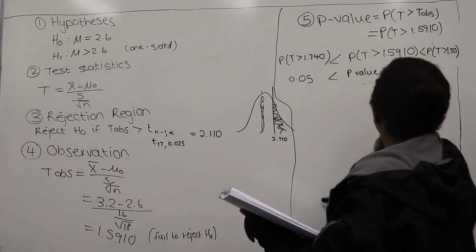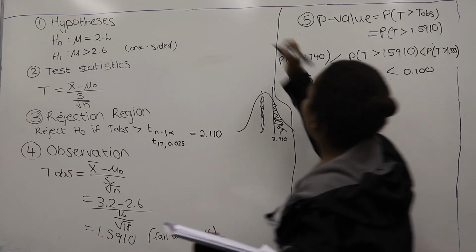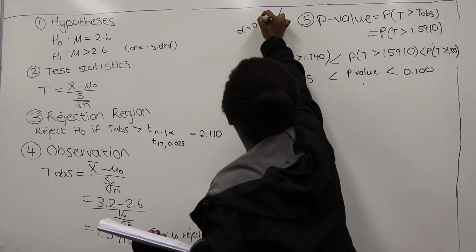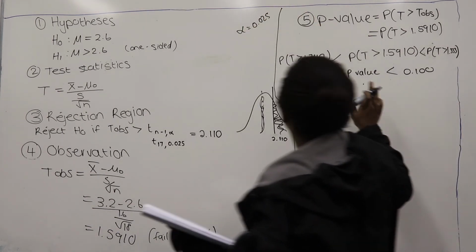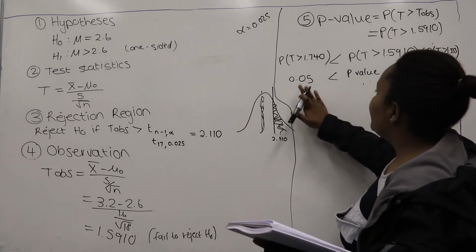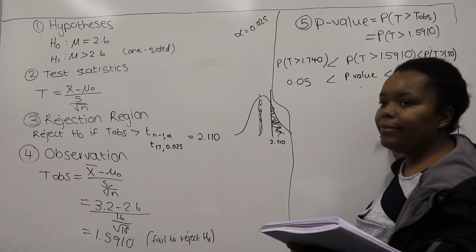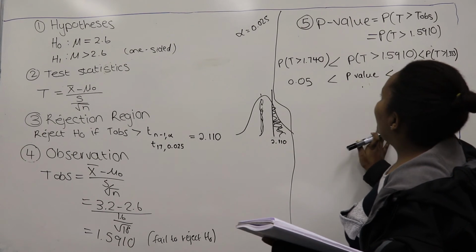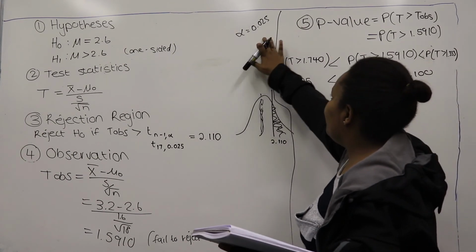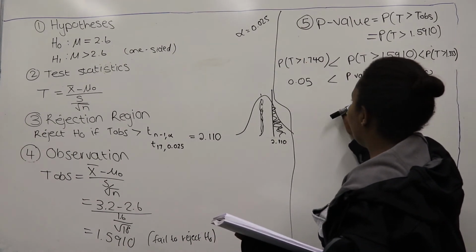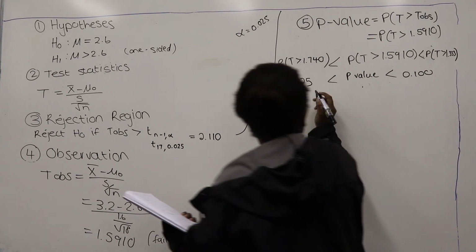Okay. So now we know that our alpha was 0.025. This is our p-value, it's in between 0.05 and 0.1. So now we can see that with this value, our p-value is actually greater than alpha.